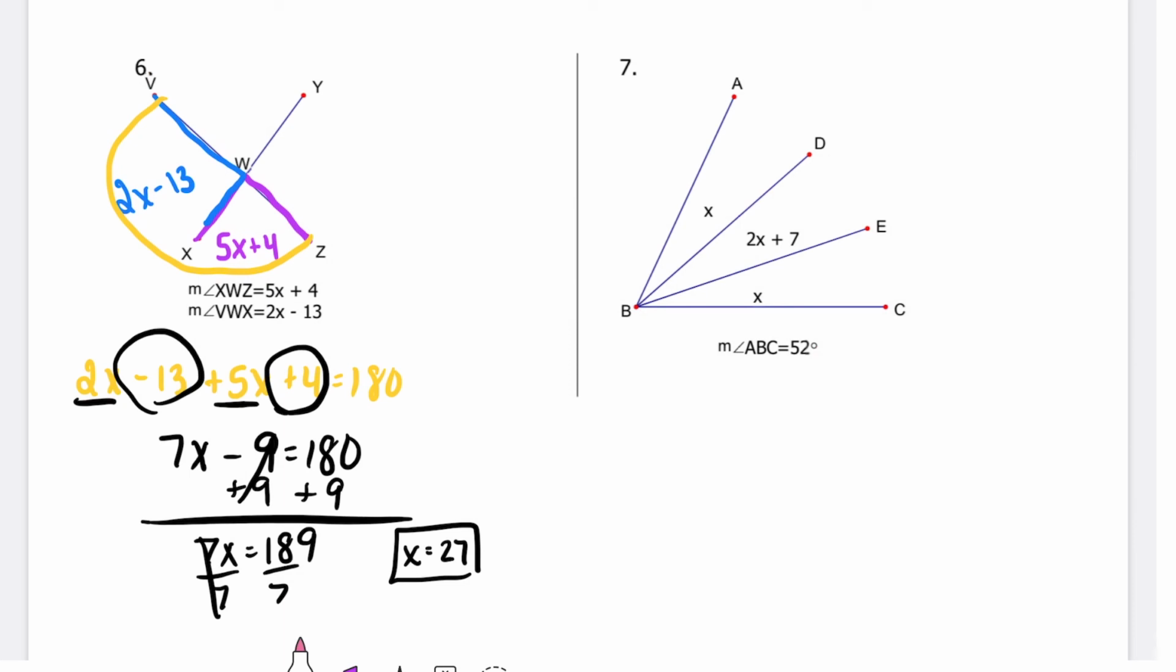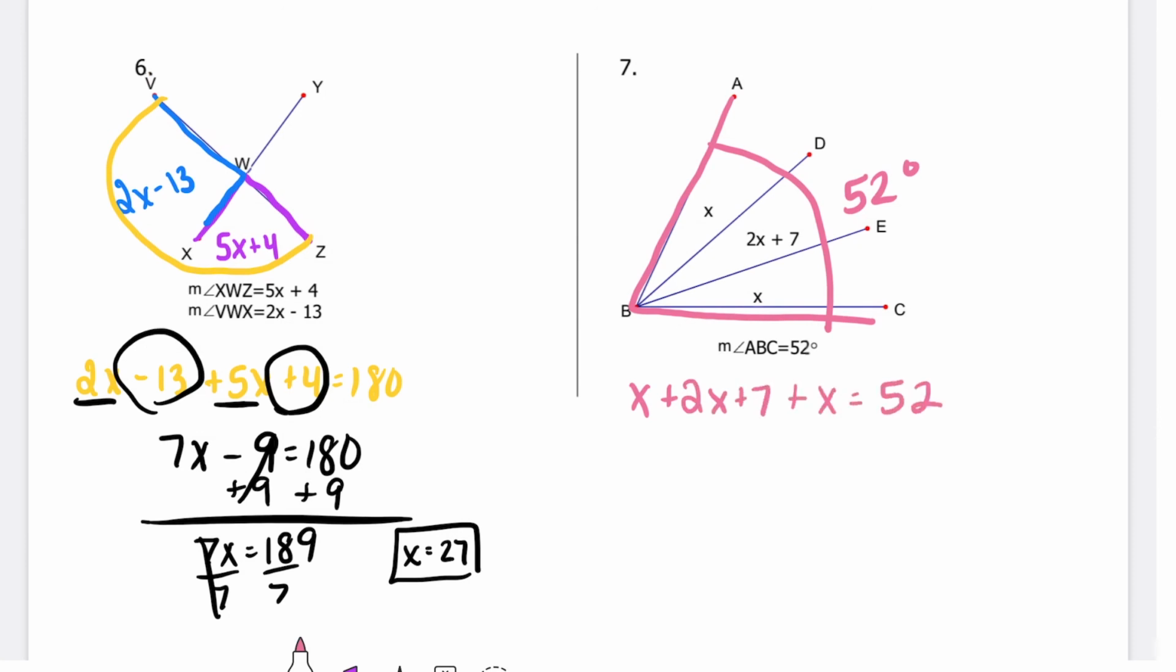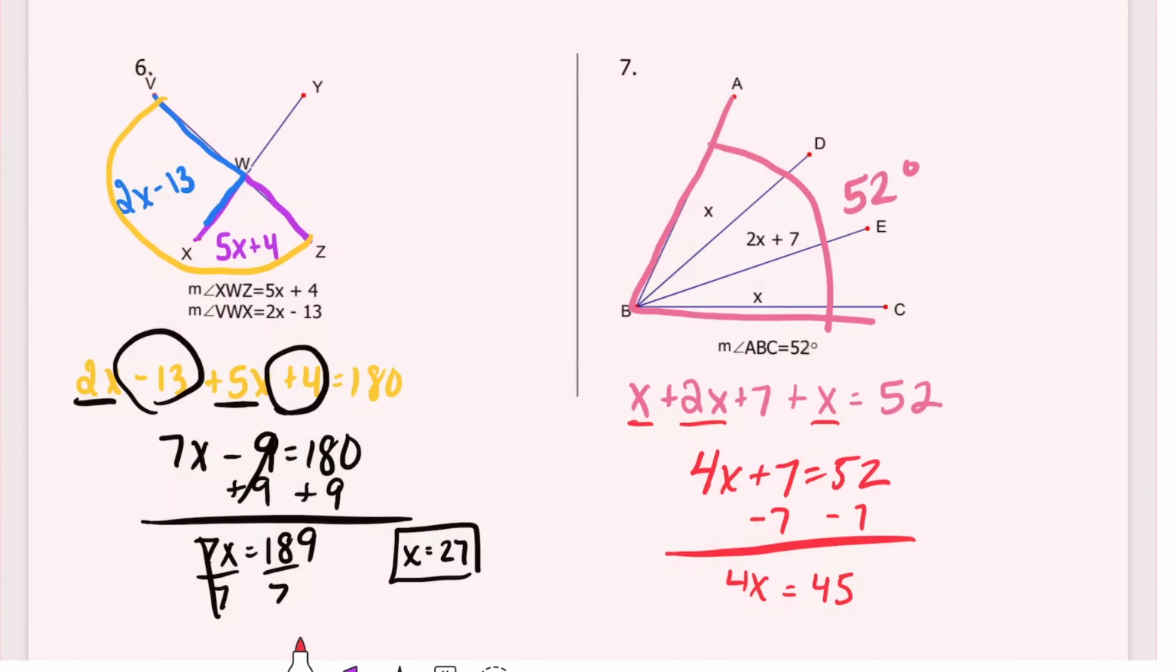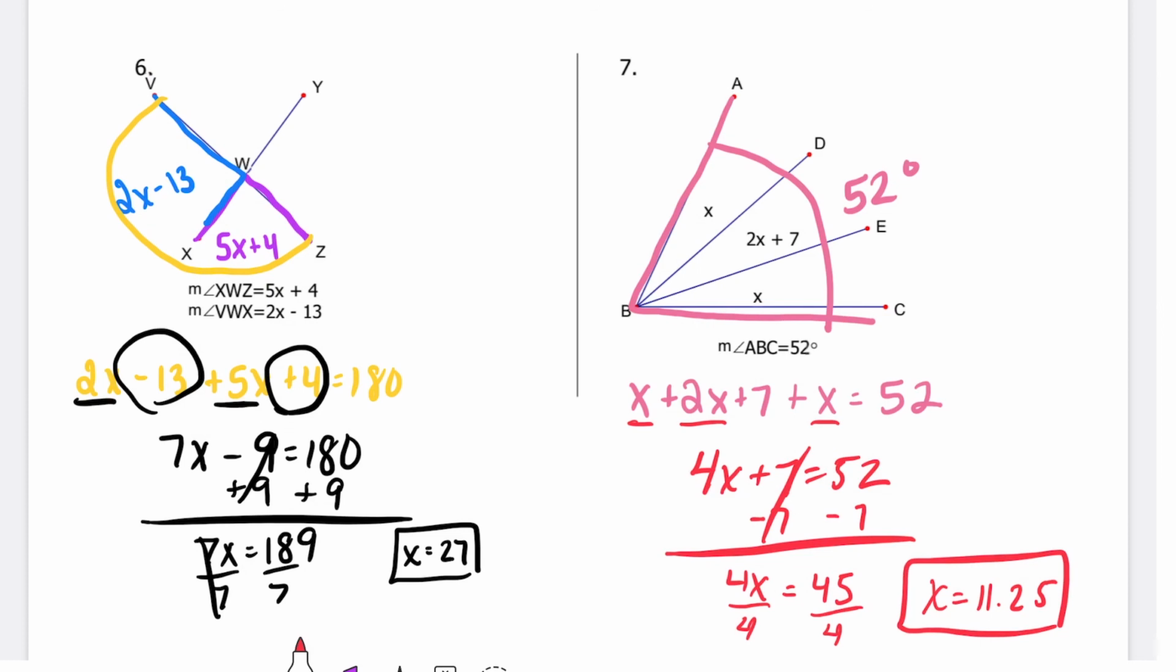For number 7, it says measure of angle ABC is 52. So ABC is your whole angle, and that's 52 degrees. So I know all of these angles inside here have to add up to 52. So I know x plus 2x plus 7 plus another x all equals 52. I'm going to combine my like terms. And I'm going to solve for x. And you should get 11.25 for your answer for that one.